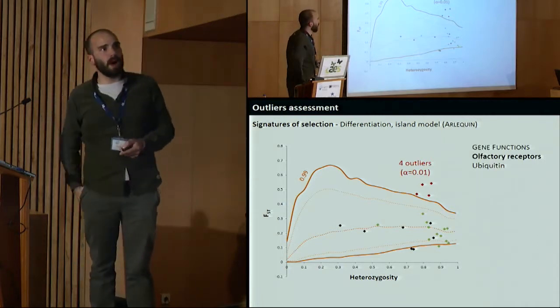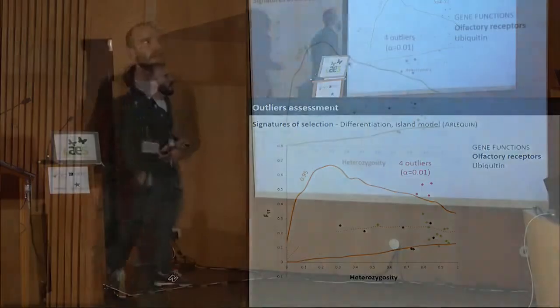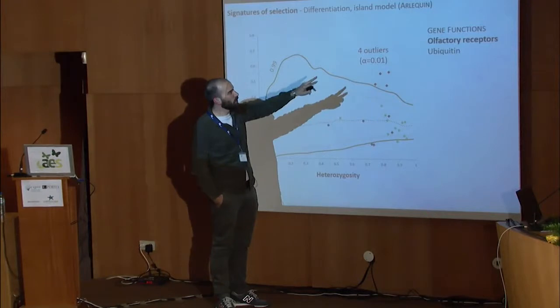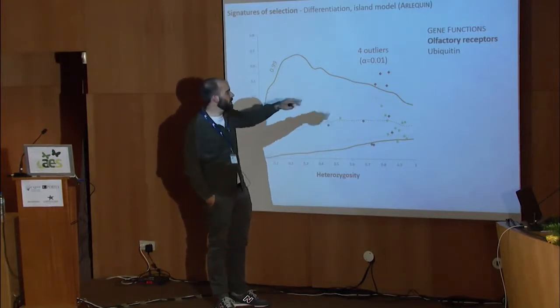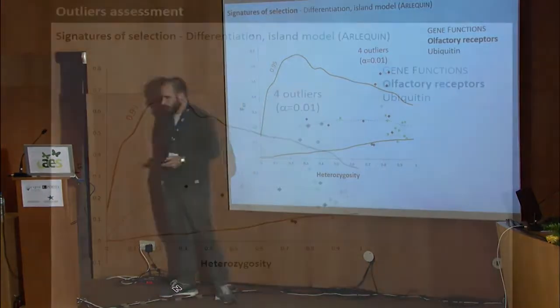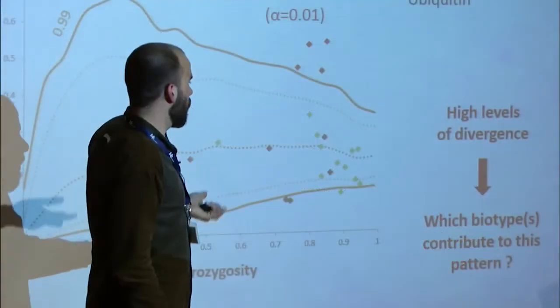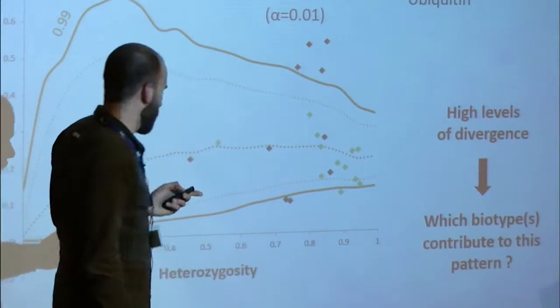These outliers are still interesting in terms of function, because we found two genes coding for olfactory receptors that are near those outliers. And it raises the question, those high levels of divergence, what are they due to? Which biotype contributes to this pattern?